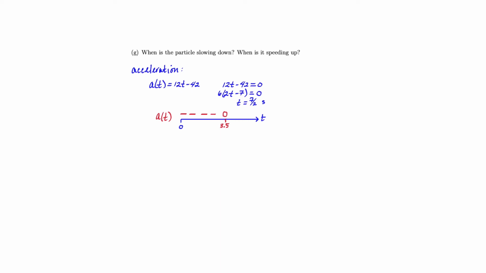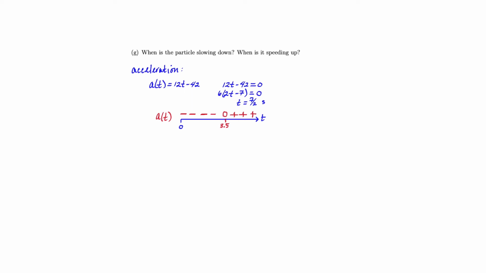Okay. And then the interval after 3.5 seconds, so when t is greater than 3.5, we just plug in any number like 4. 12 times 4 is 48, minus 42, that's a positive number. So acceleration is positive forever after that.